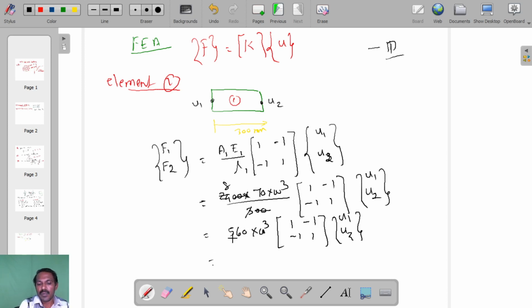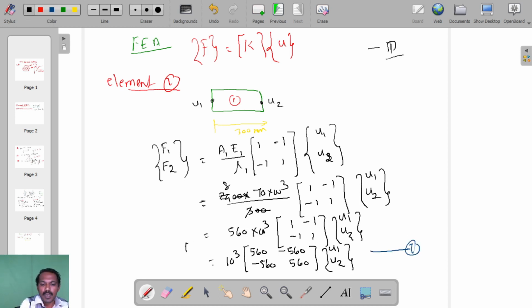Next we multiply the 560 into the matrix. We take 10 power 3 outside, and the remaining values are 560, minus 560, minus 560, plus 560, equal to u1 and u2. This is equation 1. Next we put the nodal values, the rows and columns 1 2, 1 2, to mention that.